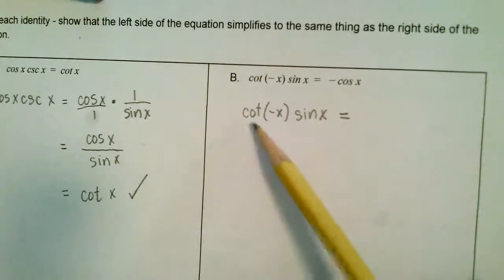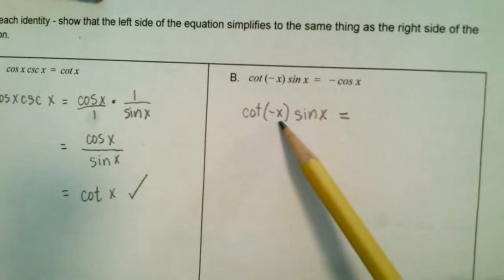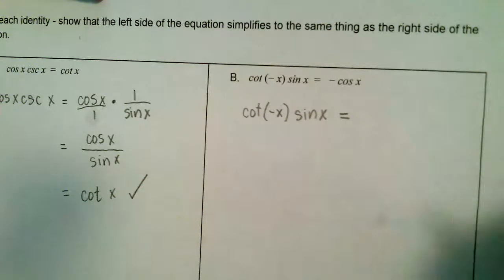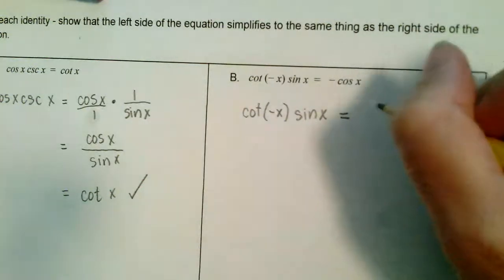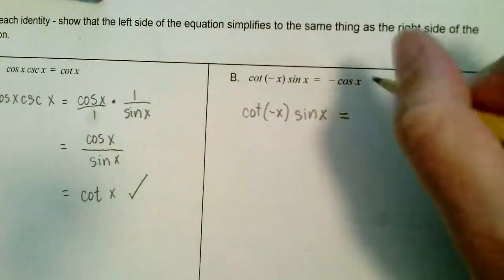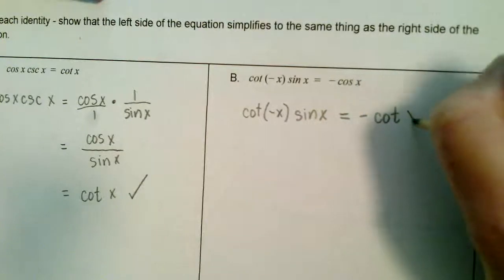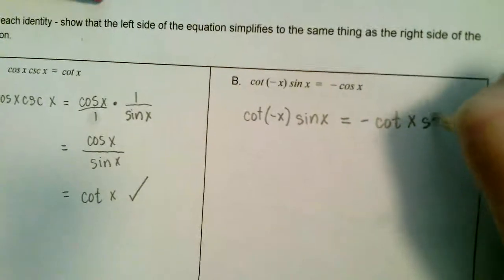I see that I have a negative argument. So that is a clue to me that I want to rewrite this. Okay, and I remember that cotangent is an even function. And I remember that this is equal to cotangent of x times sine x.